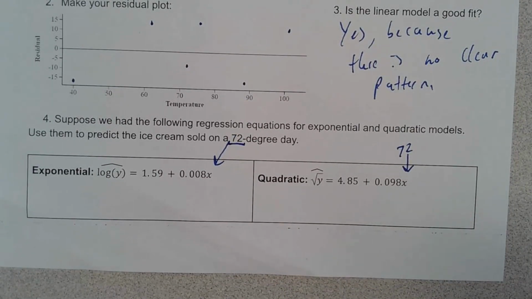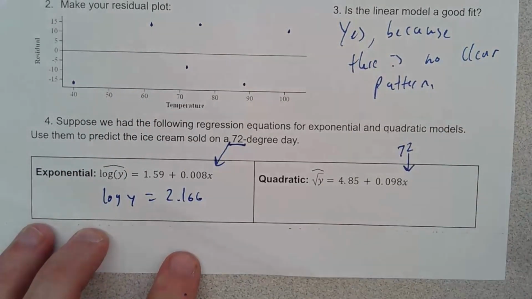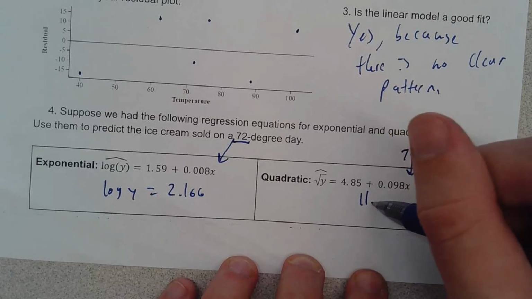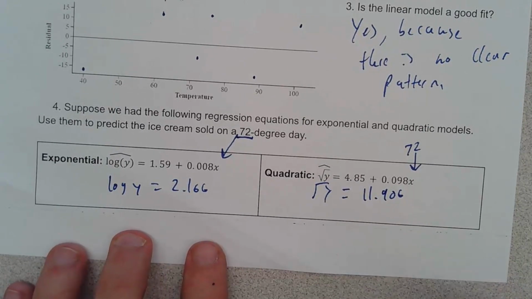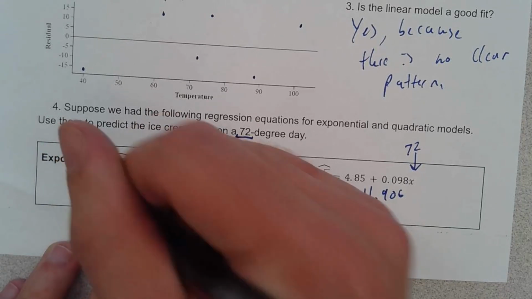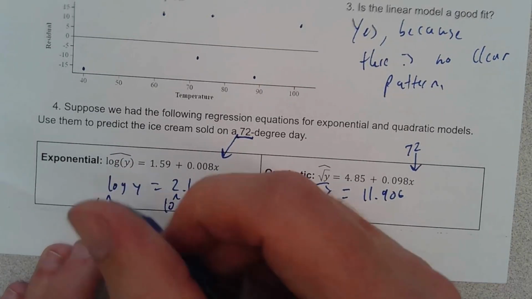So 0.008 times 72 is 0.576, plus 1.59. I have log y equals 2.166. And then here, same thing, 0.098 times 72 plus 4.85 is 11.906 equals root y. So unfortunately we're not done here because we want y alone, so we have to undo the log. To undo the log, you do 10 to the power of each side, 10 to the power of this and 10 to the power of that. That cancels the log, so we just have y now.